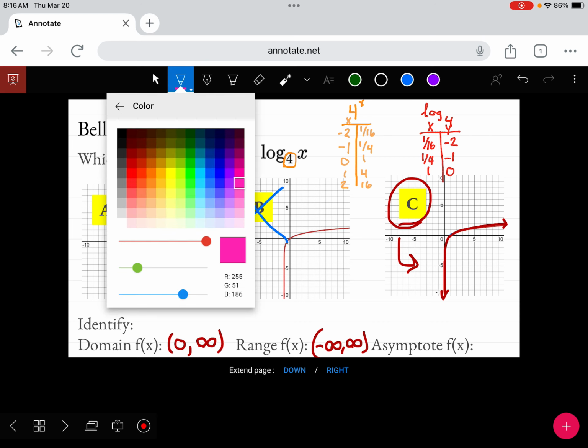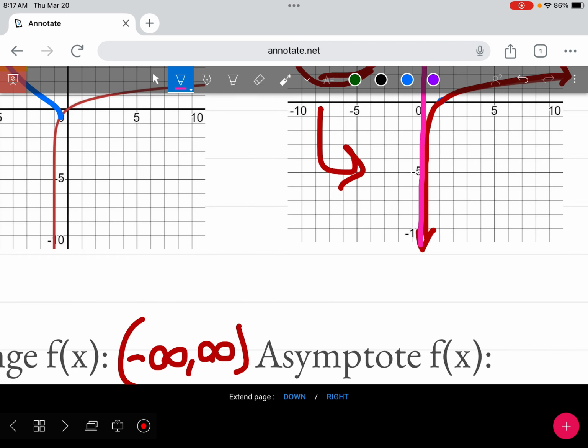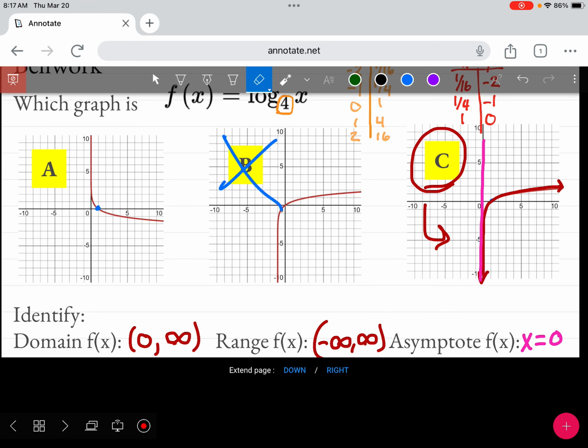Where is our asymptote? It's at 0. Is it x equals 0 or is it y equals 0? X. Because if it was y equals 0, it would be right here. That's exponentials. So logarithms have x equals 0 as our asymptote. X equals 0. Okay, we don't typically draw our asymptote in on parent functions, but we can. It's not wrong. It just makes our pages a lot more complicated to look at.